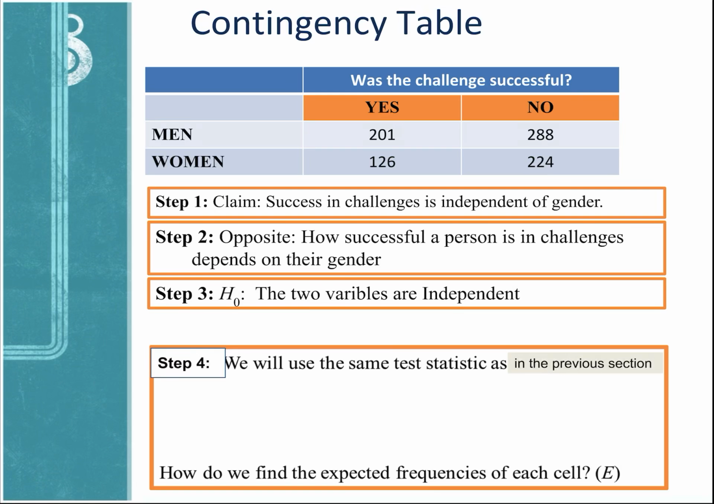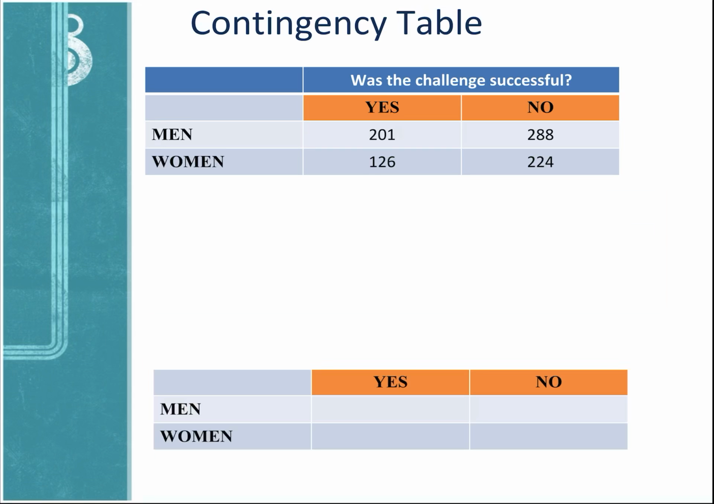Now, step 4 is always finding the test statistic. We're going to use exactly the same test statistic, chi-squared, as we did in the previous section. So remember that the formula for chi-squared was the sum of the observed minus the expected values squared, divided by the expected value for each variable. Now the observed values are given to us in the table, the 201 successful men and the 126 successful women and so on. I want to show you how to find the expected frequencies of each cell, or E.